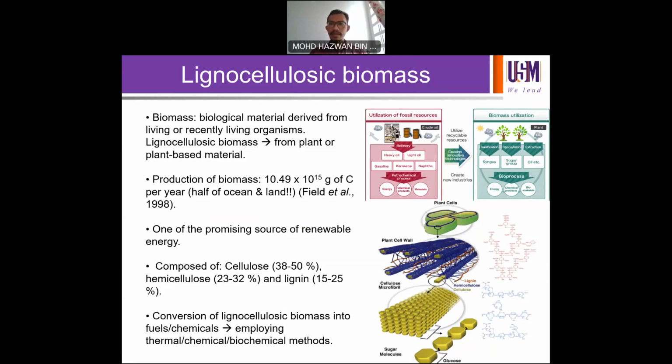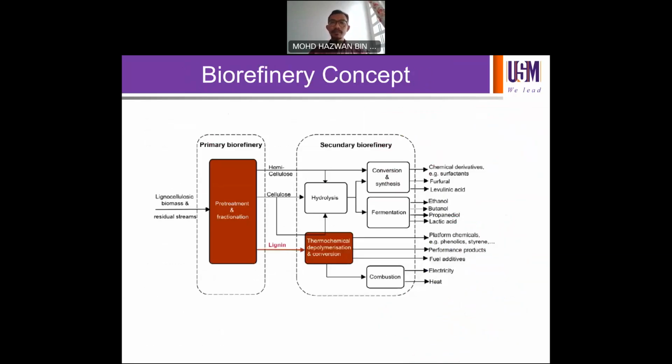And looking at the name itself, lignocellulosic biomass, we know that the main component of this biomass is actually cellulose, around 30 to 50%, hemicellulose 20 to 30%, followed by lignin around 10 to 30%. The current trends of utilizing lignocellulosic biomass into fuels or chemicals have been largely studied, and this could be done by employing thermal and chemical or biochemical methods.